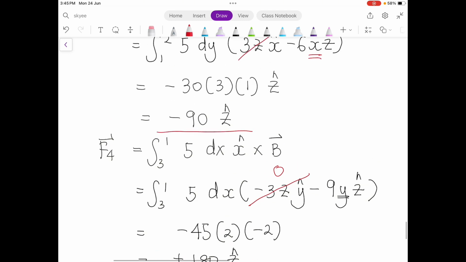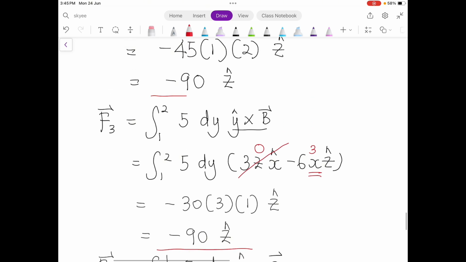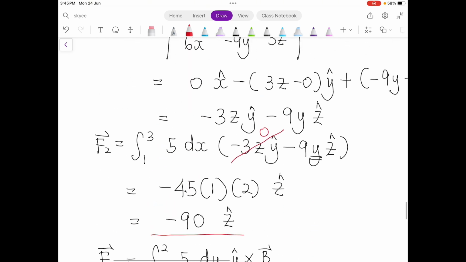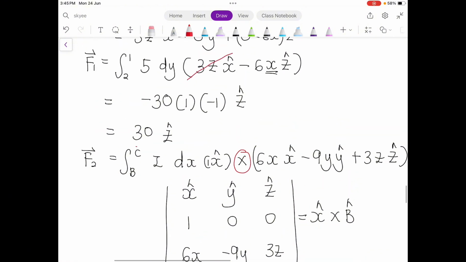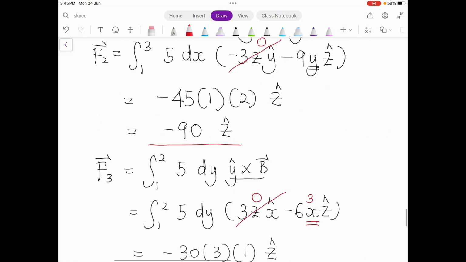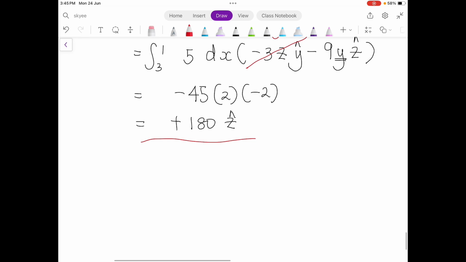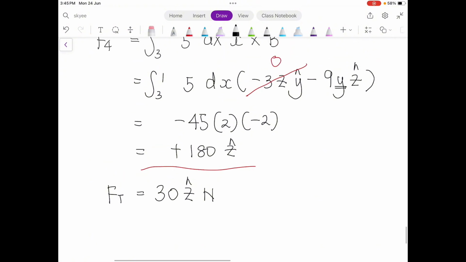So you can see the answer for each of them. 180 minus 90, minus 90, you get 0 already. And here you have a 30. So the total will be 30. Just add all of them. F total, add all of them, and it is 30 Z Newton. These are directions for the total force.